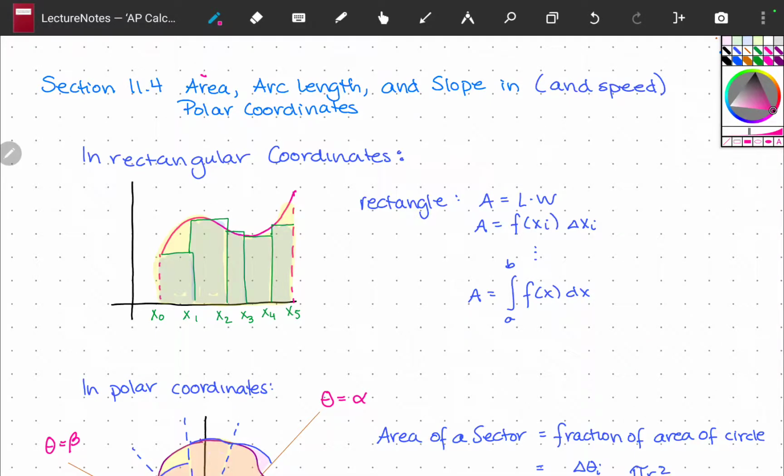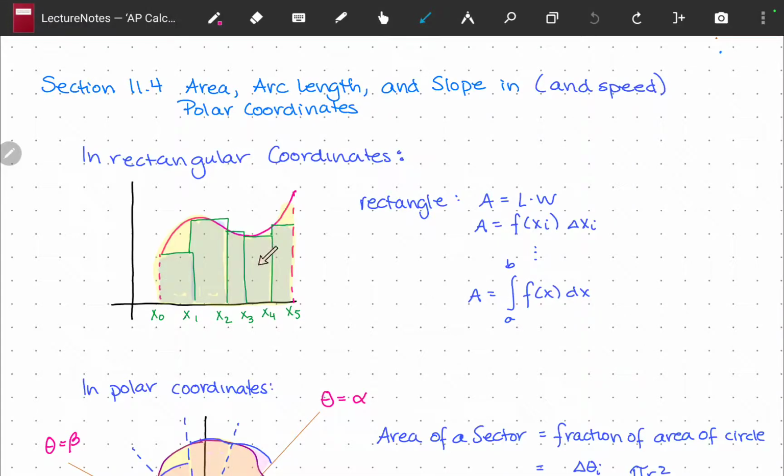So this is a lesson where we're recovering area, arc length, slope, and speed of polar coordinates. So if we go back to rectangular coordinates, we started off by approximating the area under a curve using rectangles. And the area of one rectangle is the width times the height. And in this case, the width of the rectangle was our delta x sub i, and the height of the rectangle was f of x sub i. And then that's just one of the rectangles.